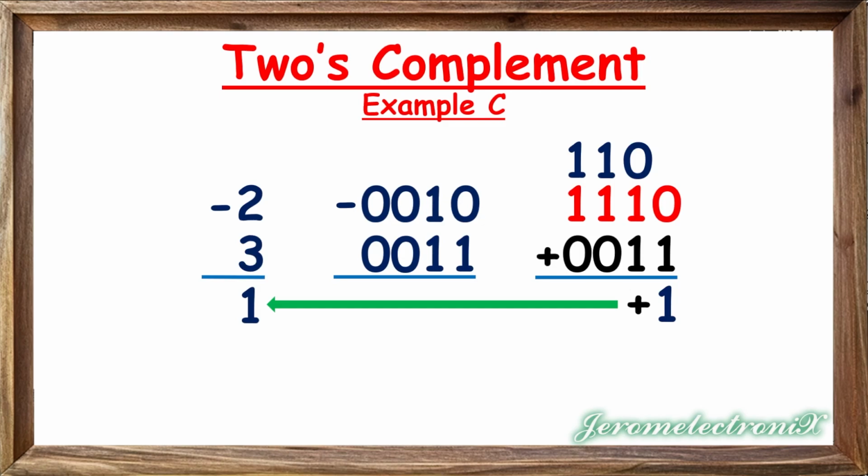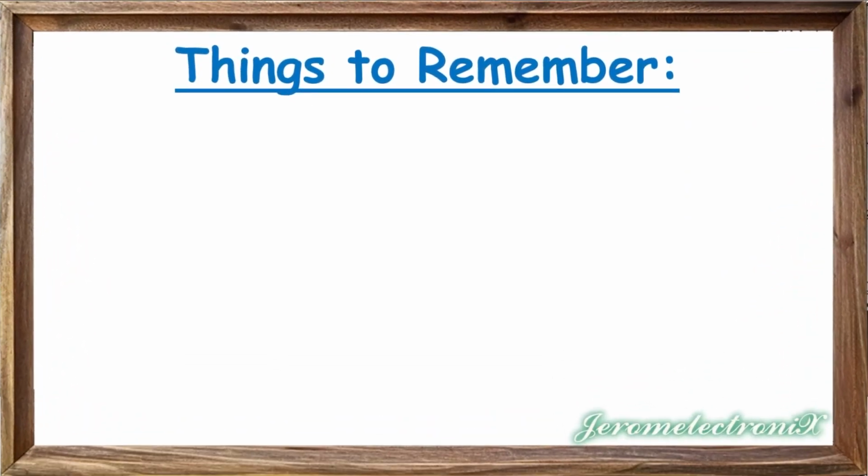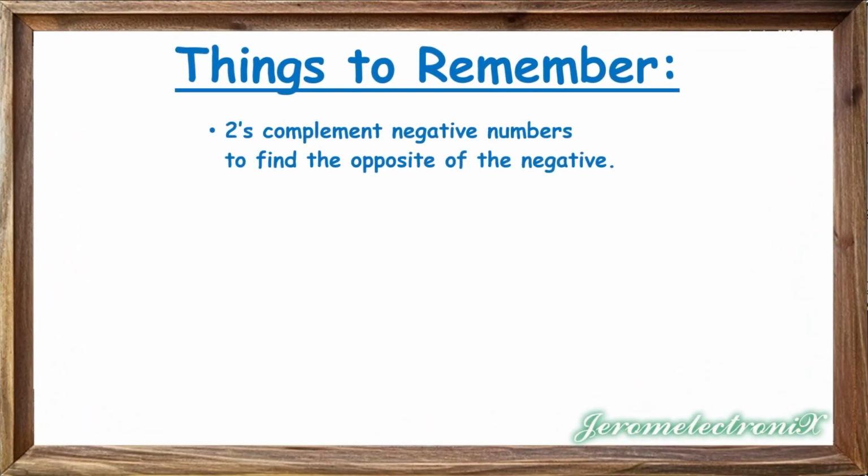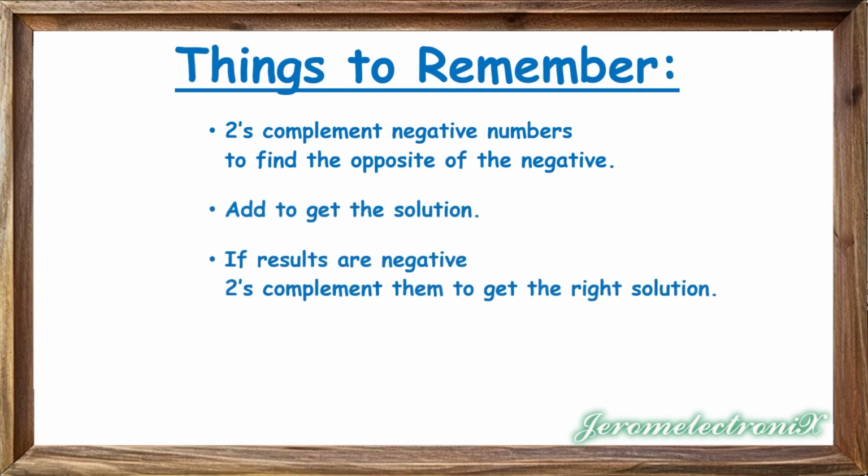Okay, so here's some things we want to remember as we take the test. First of all, 2's complement negative numbers to find the opposite of the negative, and do that whether it's in the actual question or in the answer. Add the numbers together to get the solution. If the results are negative, you 2's complement them to get the right solution. Then convert to decimal if you feel like you need to prove your answer.